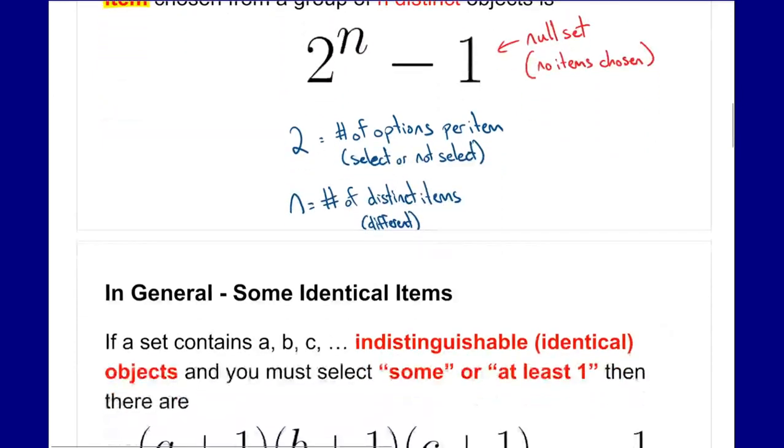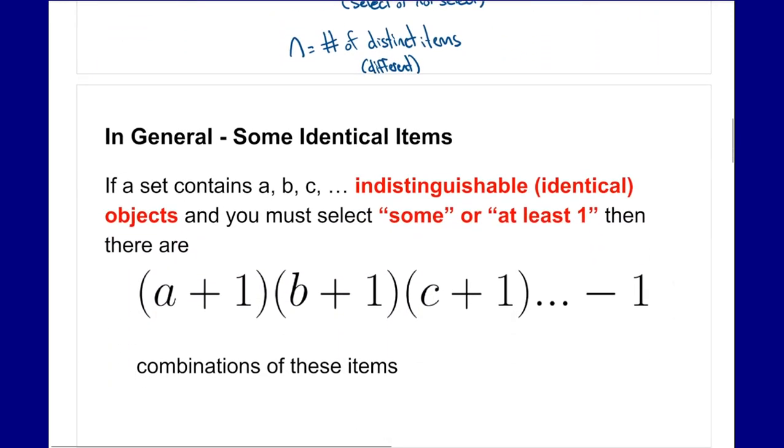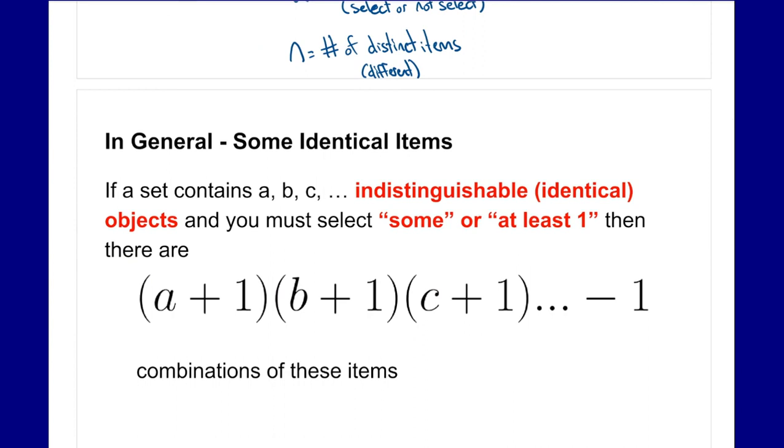In that case, we had all distinct items. If we have some indistinguishable or identical objects and we still have to choose at least one, we're still going through that scenario, but in this case we have identical objects. So maybe we had 2 red marbles, 3 blue marbles, and 1 green marble, and we wanted to figure out how many different combinations we could have if we had to select at least one.